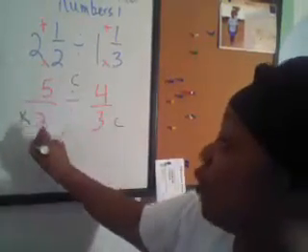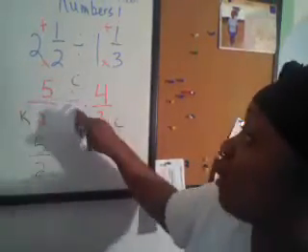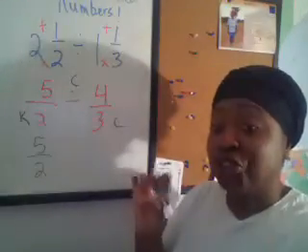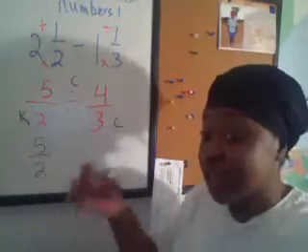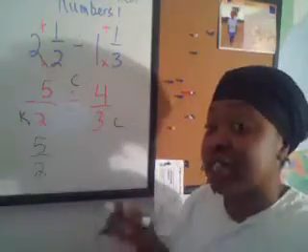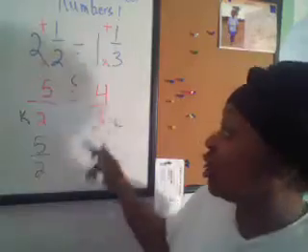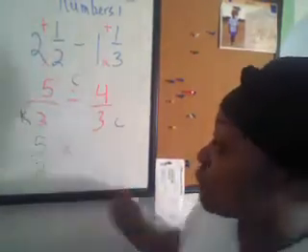I'm going to keep the 5 over 2. I'm going to change my division sign. It's no longer going to be just a division sign. It's going to be the inverse of division, which is the opposite of division, which is multiplication. So I'm going to change the division sign to multiplication.